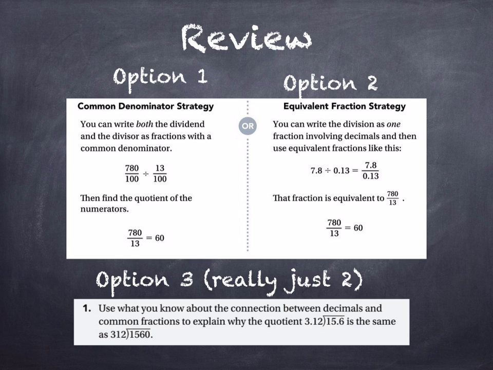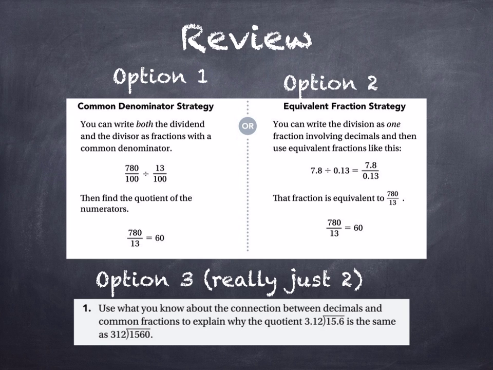So if we've got 15.6 divided by 3.12, same thing. We're going to multiply both the numerator and denominator, or the dividend and the divisor, by a power of 10 to remove the decimal point. In this particular problem, we would multiply both by 100 and be left with 1560 divided by 312. And we can just go ahead and do the long division.